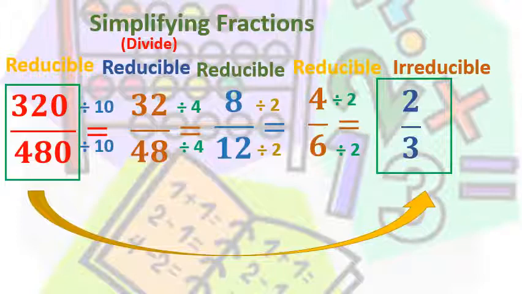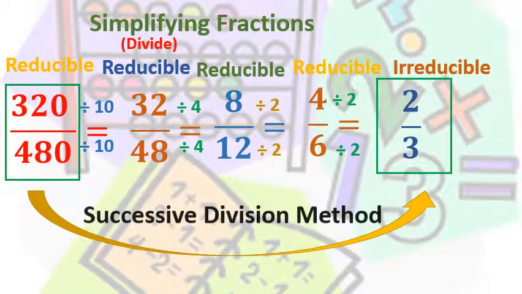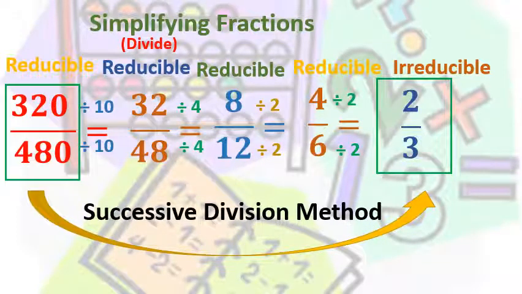So we divided many times. As you can see, this is the first time we divided, this is the second time, this is the third time, this is the fourth time. So whenever we keep on dividing for reaching from reducible to irreducible, I'm going to call it the successive division method. We are successively dividing till we reach an irreducible fraction.